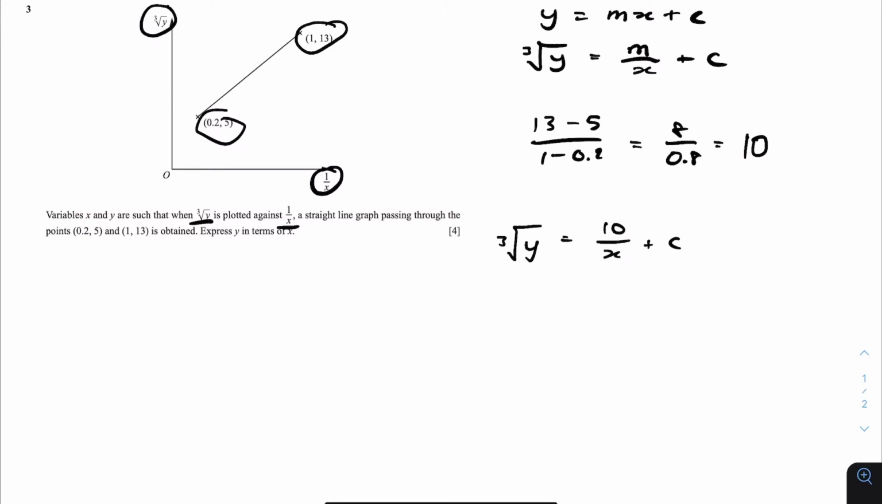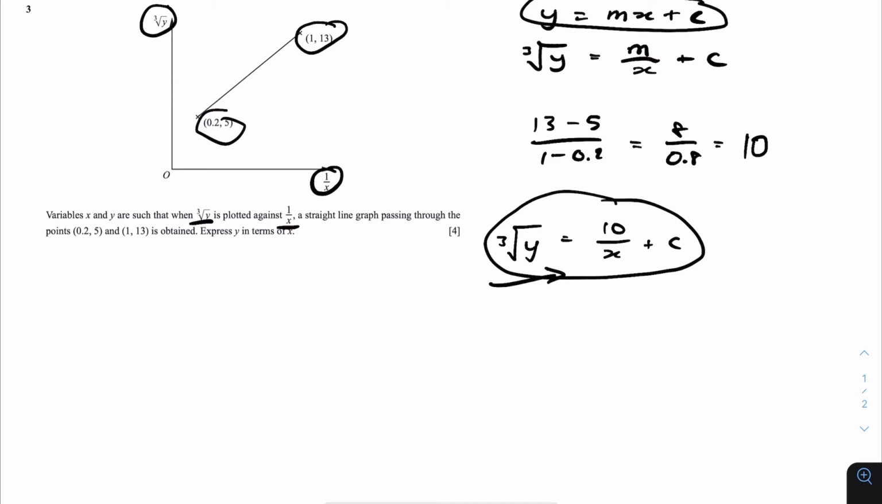Now what we have to do is find the y-intercept. When we substitute our x and y values in, what do we have to do to get the y-intercept? Well, the way we do it is that we don't use this equation here. We use this linear equation. So our value of m is 10. So it's y equals 10x plus c. And now we have to find c. So let's take this coordinate right here. So 13 equals 10 times 1, so 10, plus c. So that means c must be 3.